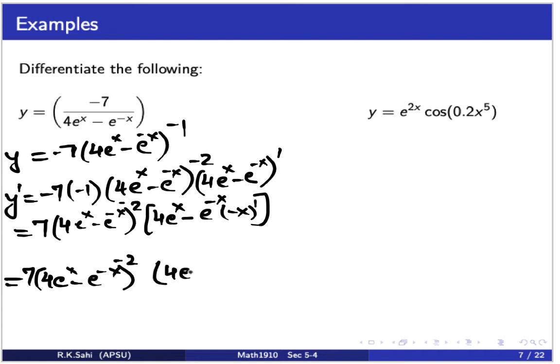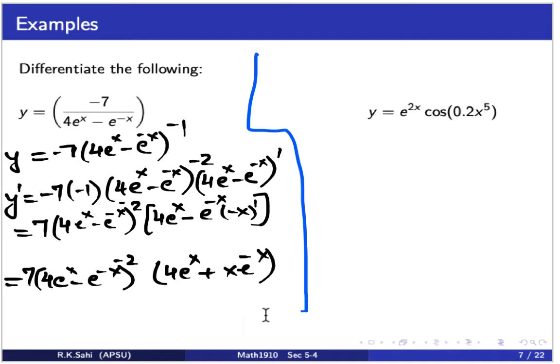Times 4 e to the power x plus x times e to the power minus x. Okay, guys, so we have done that. Now remember, there are many ways of doing it. I prefer to use the chain rule. If you want to use the quotient rule, please go ahead and use it.